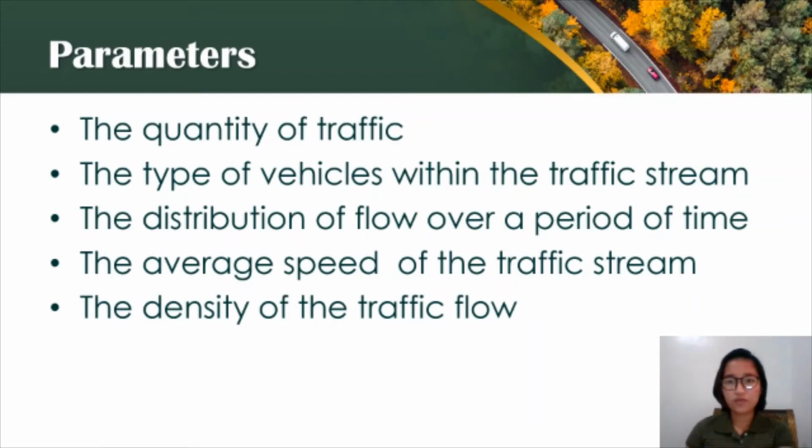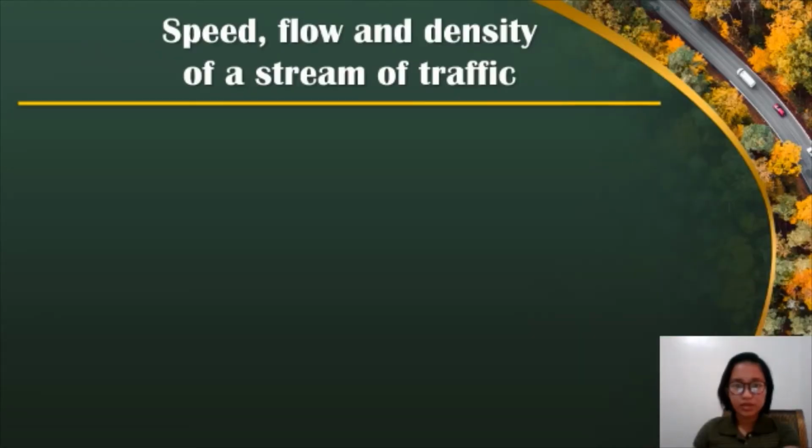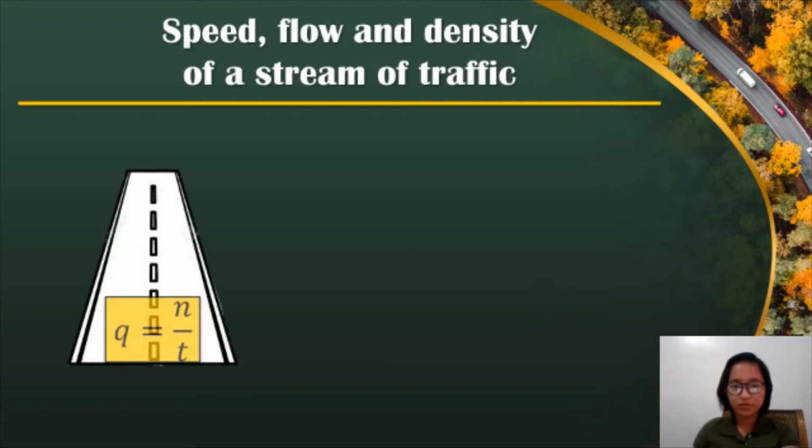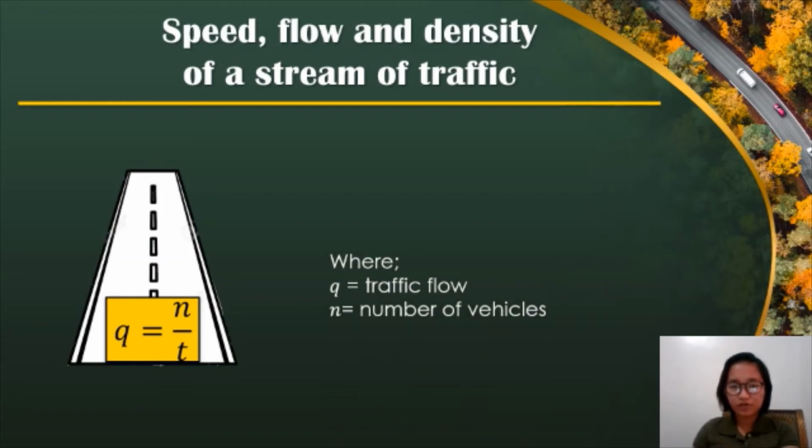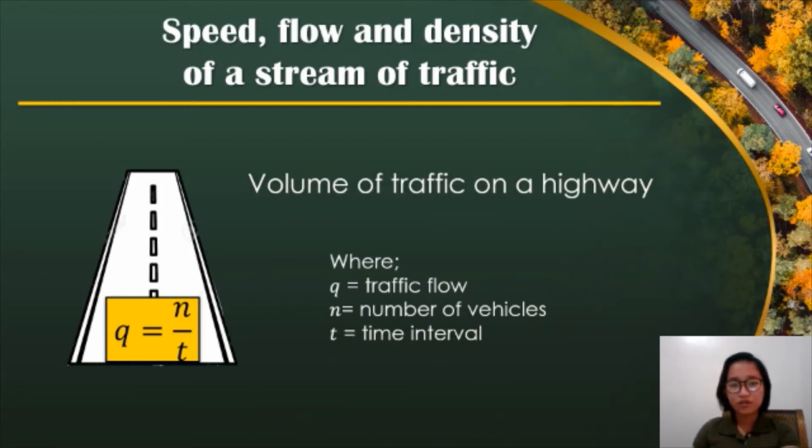This will directly influence the scale and layout of the proposed highways, together with the type and quantity of materials used in its construction. So let's find out the relationships between the parameters which lie at its basis. The speed, flow, and density of a stream of traffic. To measure the volume of traffic on a highway, we must calculate the traffic flow. Q is equal to N over T, where Q is the traffic flow, N is the number of vehicles, and T is the time interval. So this is the formula on how we will compute the volume of traffic on a highway.